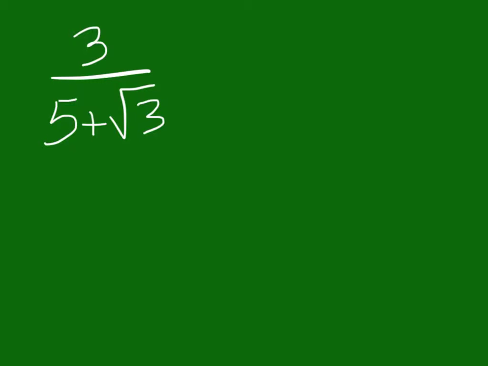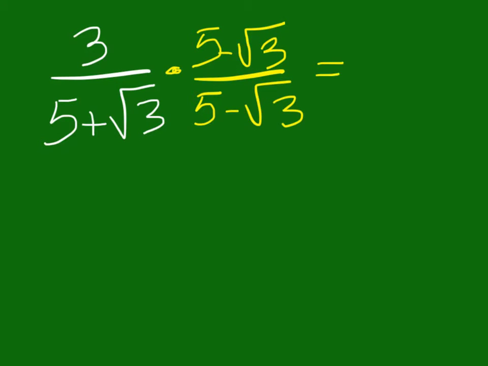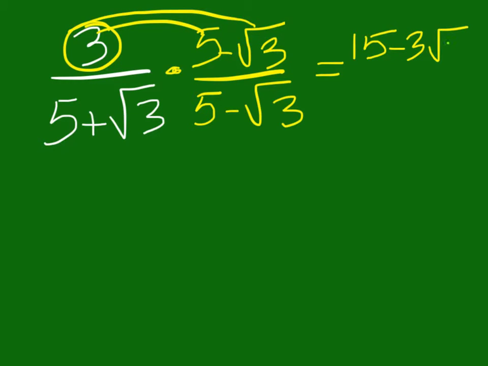You have 5 plus the square root of 3 on the bottom. So you're going to have to multiply the top and the bottom by 5 minus the square root of 3. On the top, you need 3 times 5, which is 15, and then 3 times the square root of 3, which is minus 3 square root of 3.